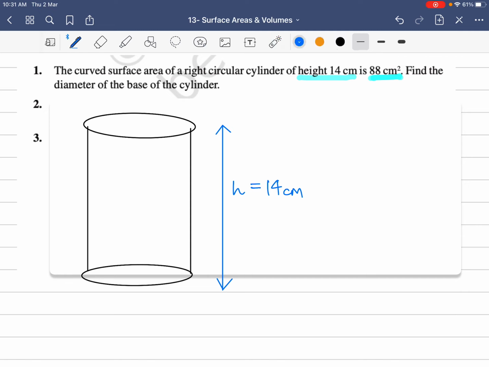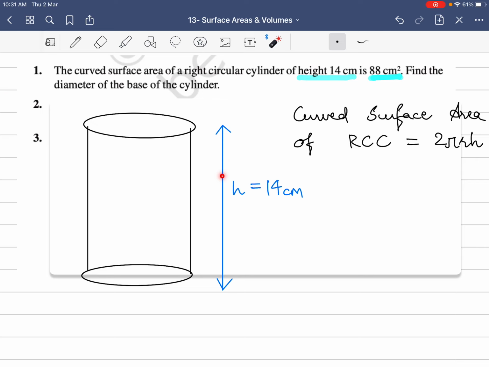Okay, so we all know what is the formula for curved surface area. I'm going to quickly write it down. Curved surface area of right circular cylinder. I'm just going to write a short form, RCC. Right circular cylinder is equal to 2 pi r h. Okay, so h is the height of the cylinder, and what is r? r is this radius. So r is the radius of this circle. So this thing is r.